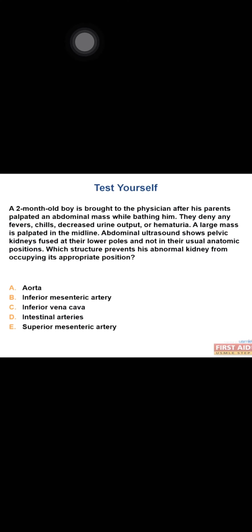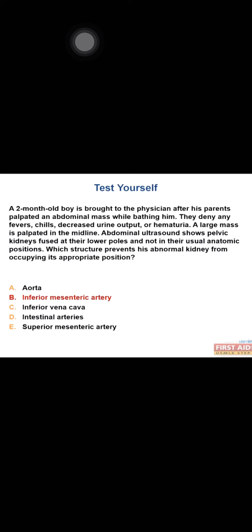A 2-month-old boy is brought to the physician after his parents palpated an abdominal mass while bathing him. They deny any fevers, chills, decreased urine output, or hematuria. A large mass is palpated in the midline. Abdominal ultrasound shows pelvic kidneys fused at their lower poles and not in their usual anatomic positions. Which structure prevents his abnormal kidney from occupying its appropriate position?